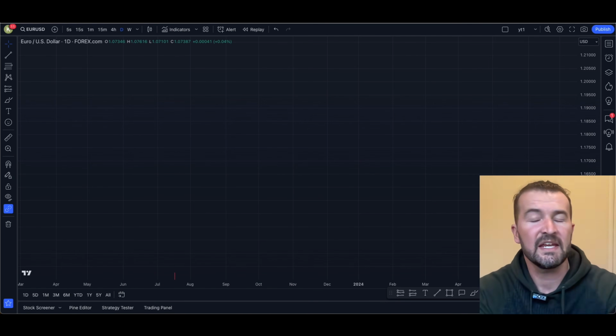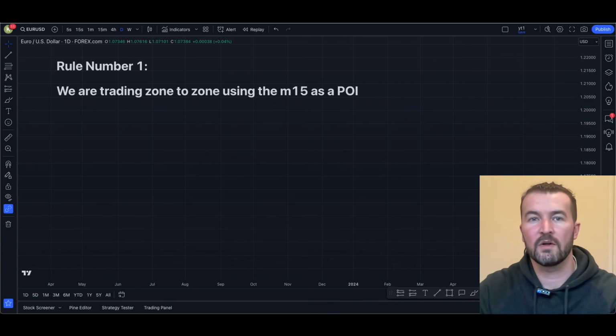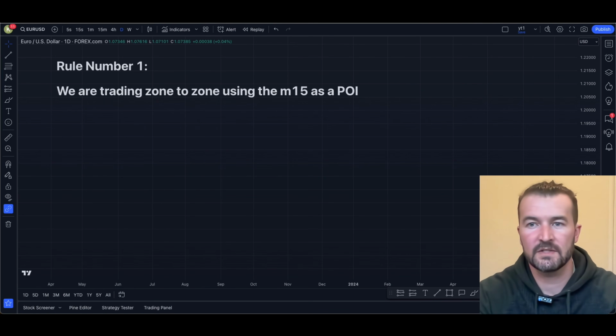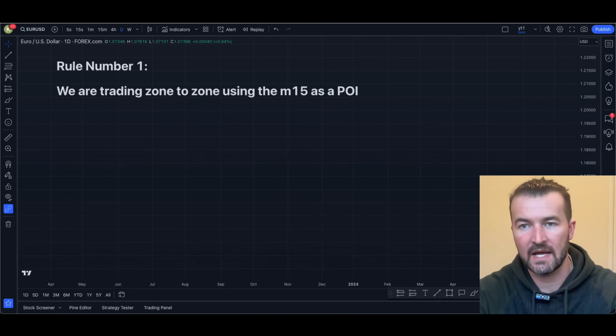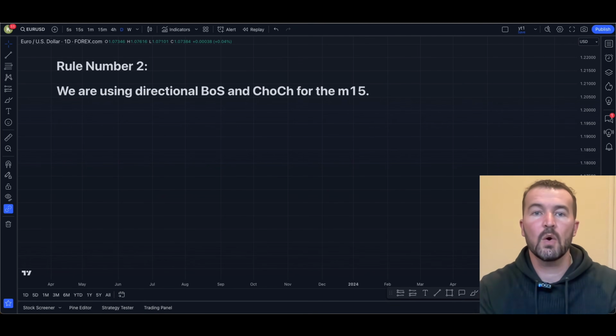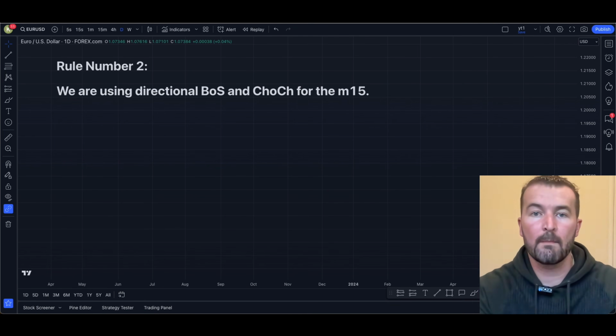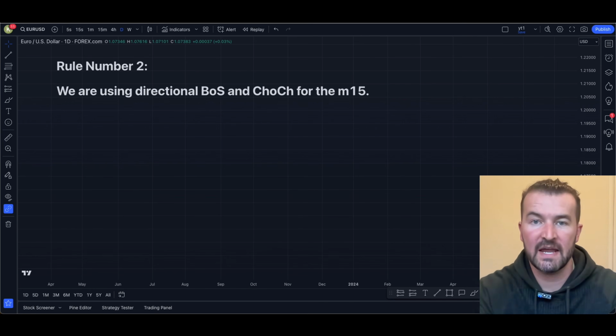So let's get started. Here are the very basic rules that I want you to follow. Rule number 1, we are trading zone to zone using the M15 as your point of interest. Rule number 2, we are using a directional BOS and CHoCH bias for the M15.